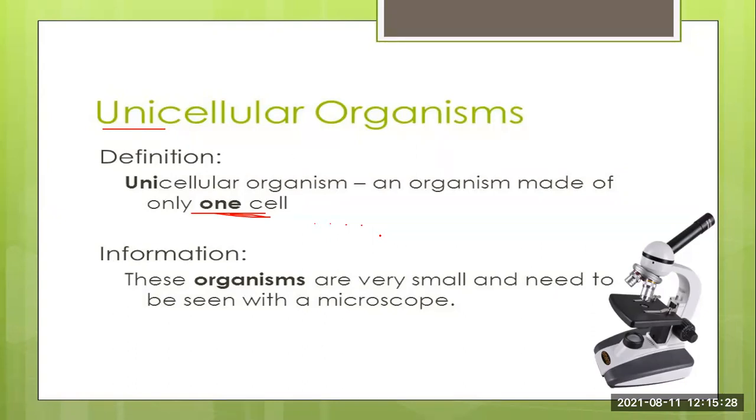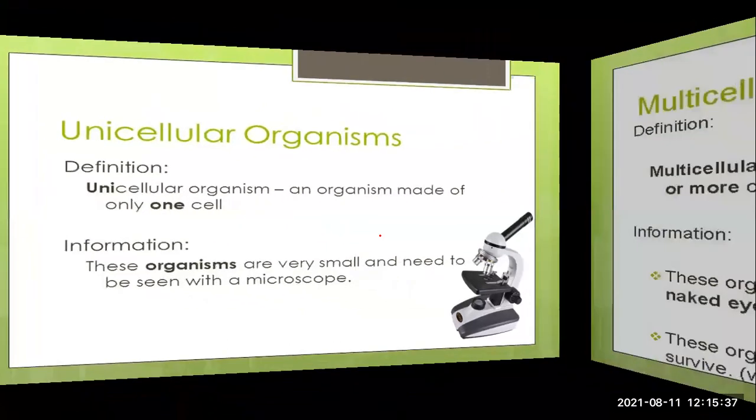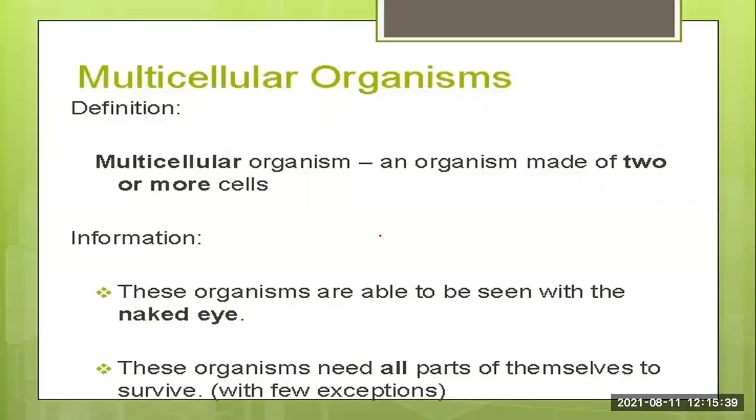Is that clear? Unicellular organisms can never be seen with the naked eye because they are so small, because they are having only one cell. So that is why we cannot see them with normal eyesight. Now here comes the next category, which is multicellular.